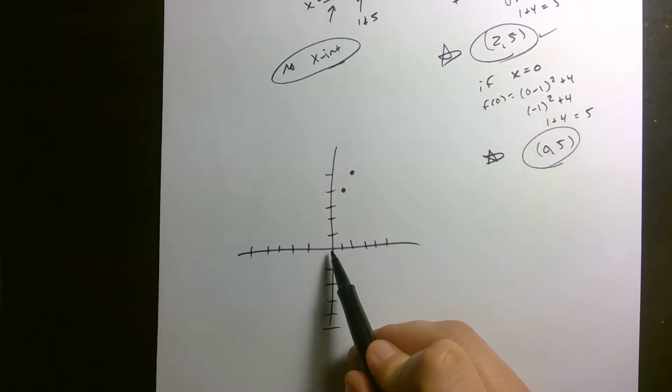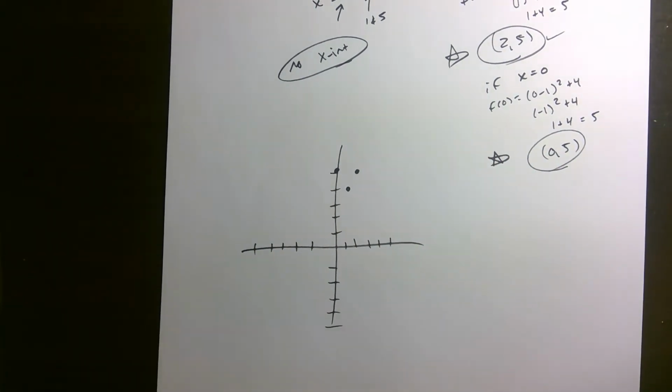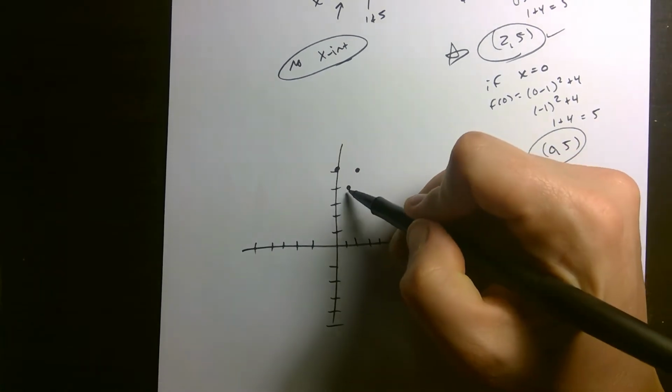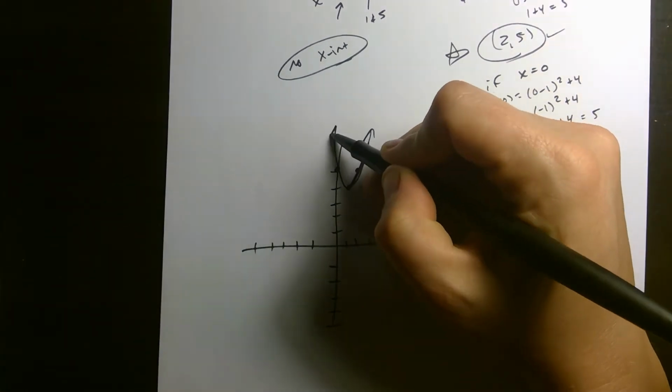So I'm going to start at the origin, I'm not going left or right, and I'm going up 5. Even though this doesn't look super great because I don't have any x-intercepts, I know that my parabola, oh my goodness, I missed that point. My parabola is going to look something like this.